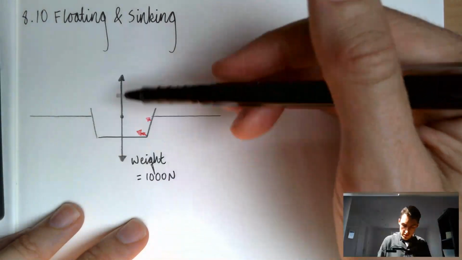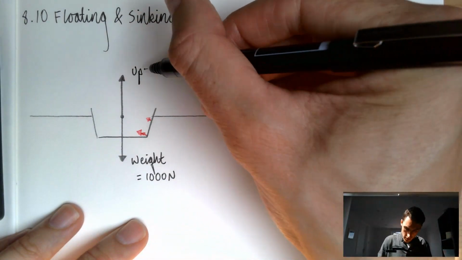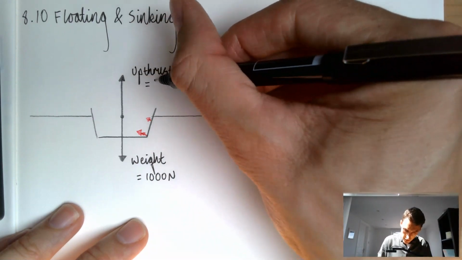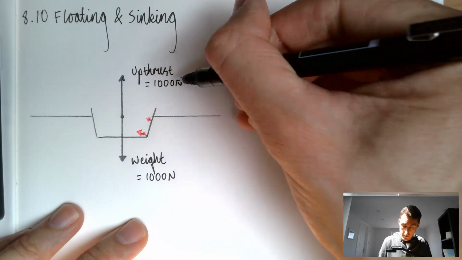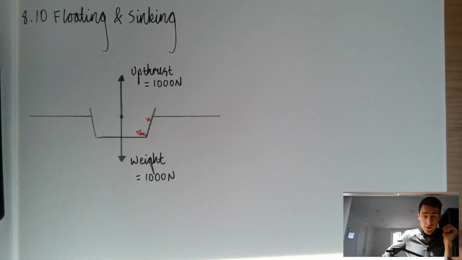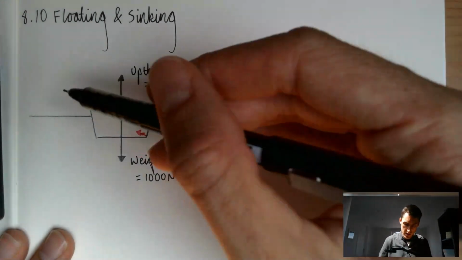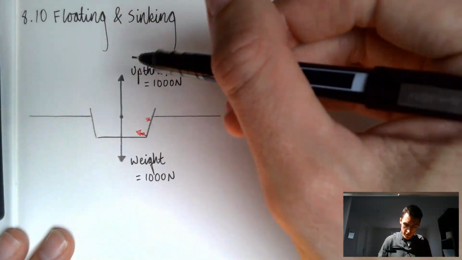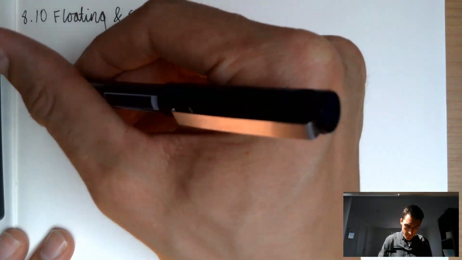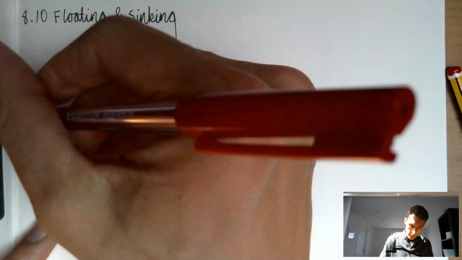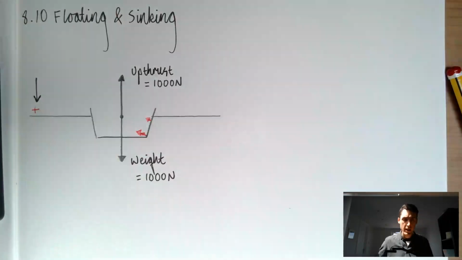Well, the point is that when it's floating, the upthrust will be equal to 1,000 newtons. And what you might want to do here is just model the process that we went through last time. It doesn't really matter what direction we take, although given we're going to look at sinking next, I might take downwards as positive. So I'm going to take that as positive like that.